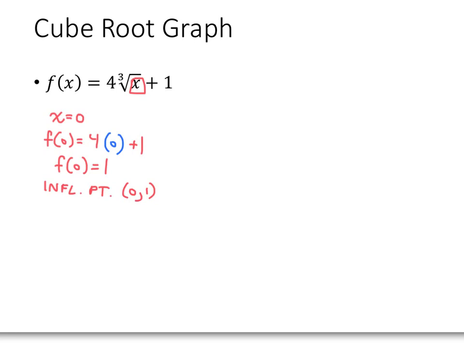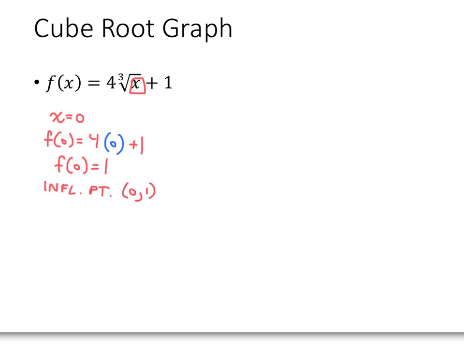So I just want to know, where did I move cube root of 0 equals 0, which was the inflection point of the parent function. So by setting underneath the radical, which is just x, equal to 0, I know that that part's 0, and then I can find that f of 0 is 1.